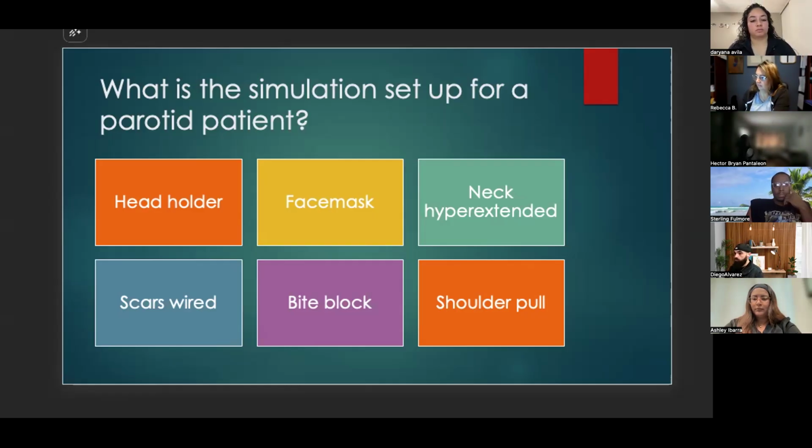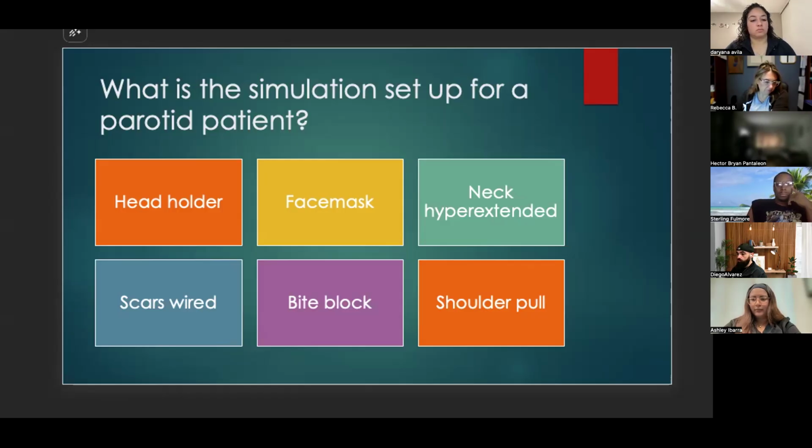This is so that the wire sits exactly where the doctor wants it. I love doing this on head and necks anyway, because when you make a head and neck mask, the patient is resisting against it and they're not super comfortable.